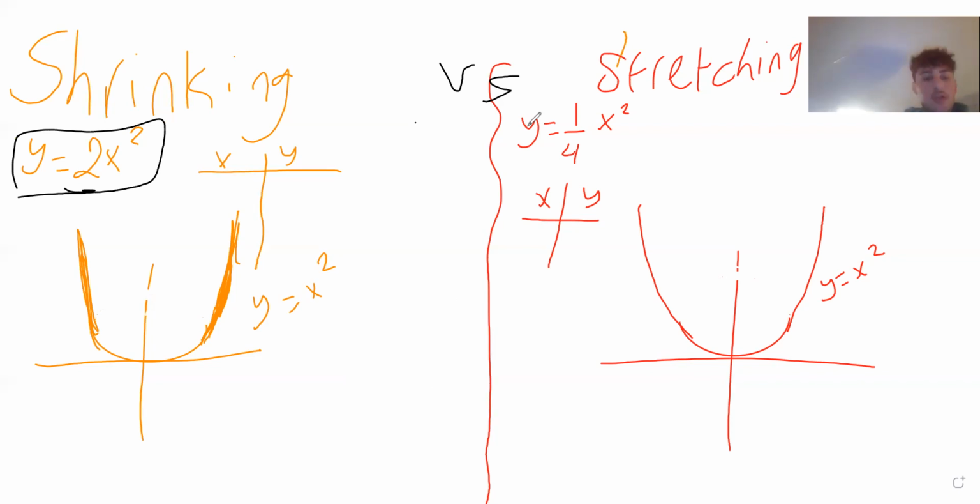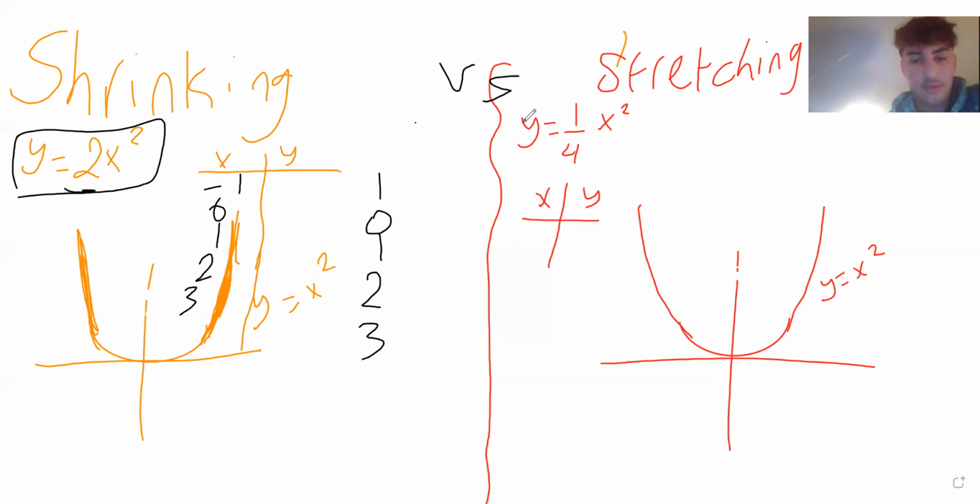I usually use a classic 5 points: -1, 0, 1, 2, and 3 to graph my points. So at -1, in the classical equation y equals x squared, this would be 1. This would be 0, this would be 1, this would be 4, and this would be 9.